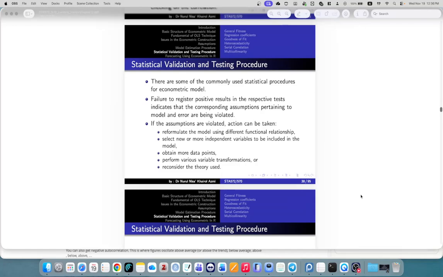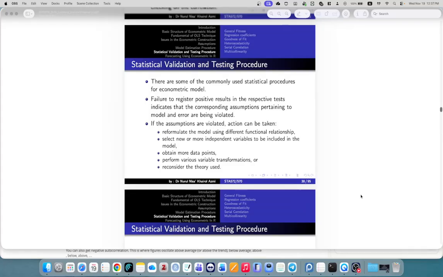For today's session, we will continue discussing statistical validation and testing procedure. Based on our previous video, we discussed the strategy on how you can build your models, based on general to specific or specific to general. And the way we build this particular model is based on statistical validation and testing procedure.